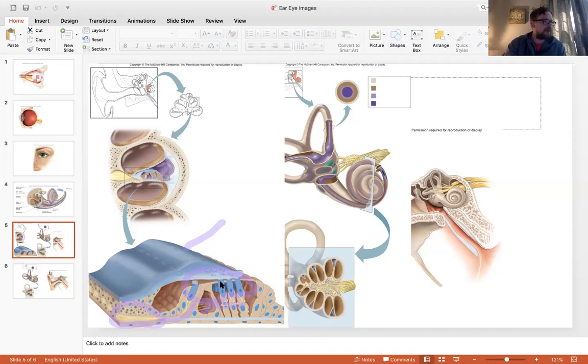Then, what else do you have to label? Hair cells, okay. And then just down here, the bottom of it, this is called the basilar membrane. You guys have heard of the basal side of epithelial cells. That's all that's going on right there.